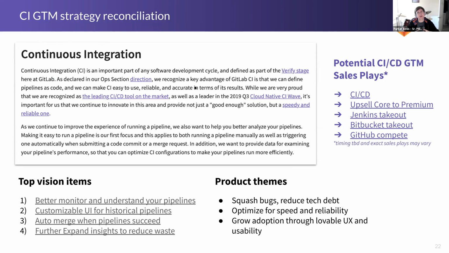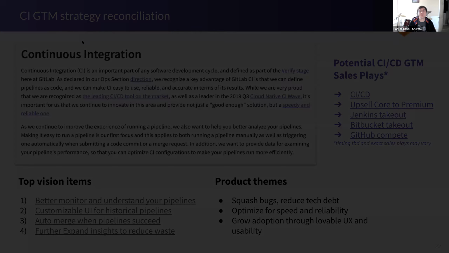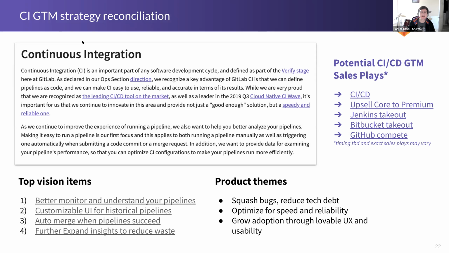Squashing those bugs and reducing the tech debt, I think, is something that has been a long time coming, right? It's really easy for that to get in the way of other things. So that'll be really good. Optimizing speed and reliability is another big theme for our CI group. And then the adoption through usability theme, right? Make sure we have a lovable UX and that people can use the product.